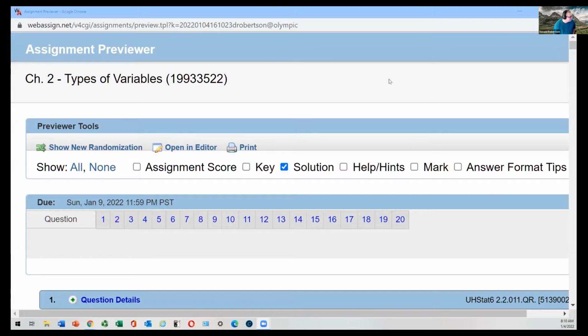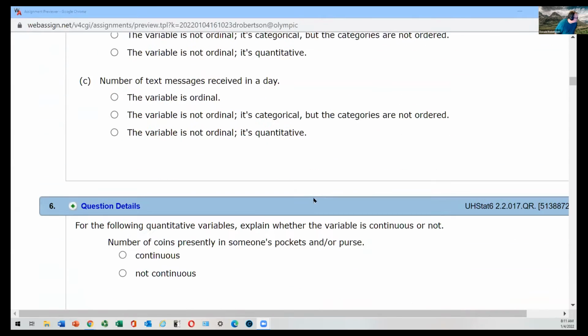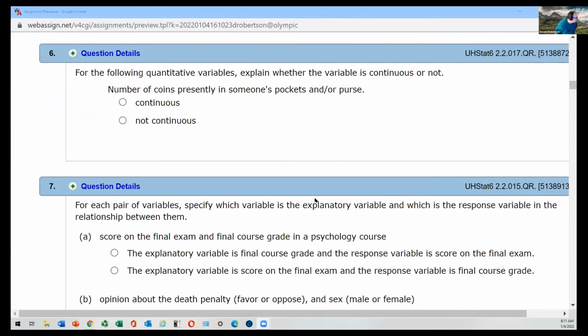Right, were there any questions about what I've just talked about? Or do you feel reasonably comfortable about the explanatory versus the response? If you're not sure, hopefully we'll get a couple more shots. Are y'all looking at chapter 2? Is that what you see on your screen? Okay. I think it's around about question 6. Here we go.